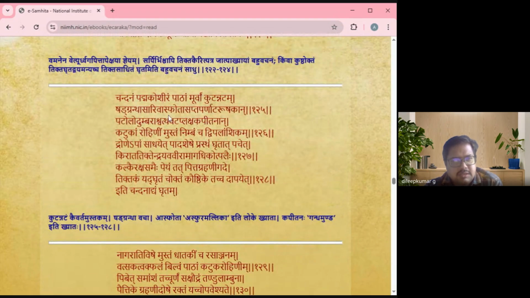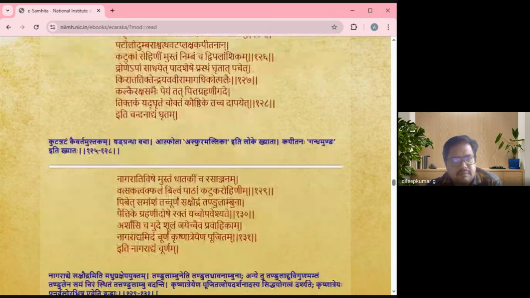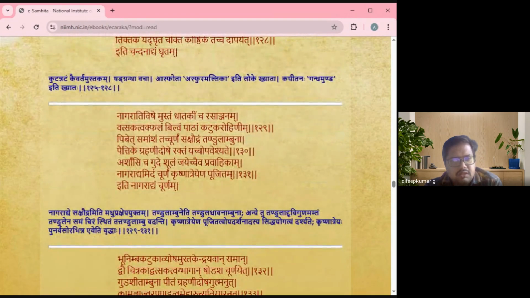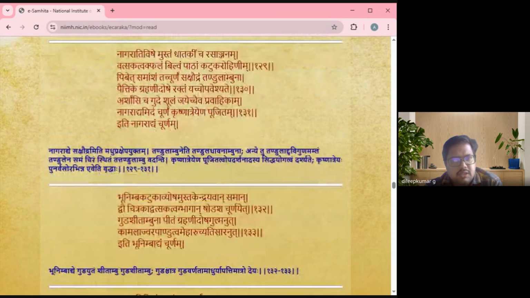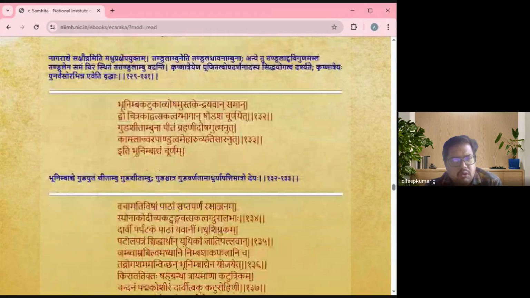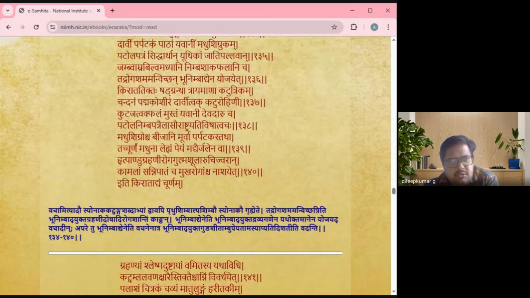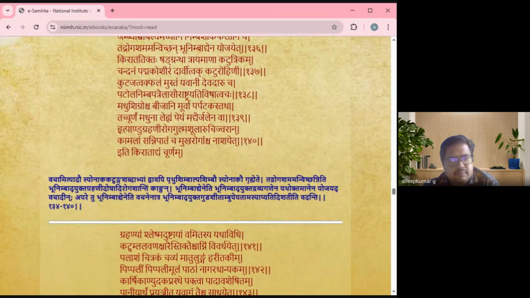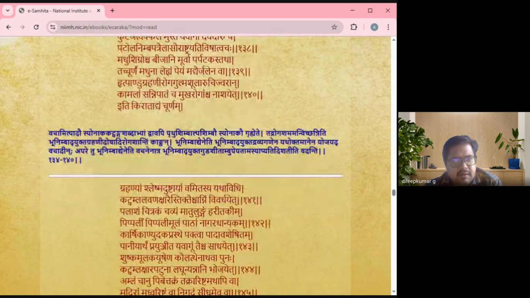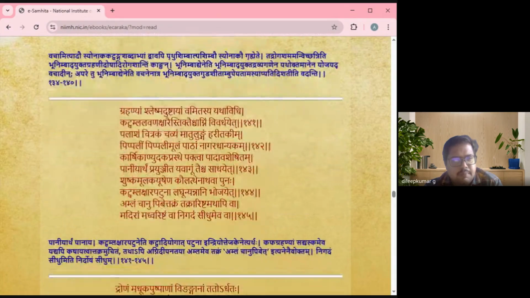Chandanadya Ghritam, this is especially for Pittaja Grahani. Nagaradya Churnam, this is also for Pittaja Grahani. Bhunimbadya Churnam, Kiratadya Churnam. Bhunimbadya Churnam and Kiratadya Churnam are usually now also utilized for viral fevers, hepatic infection, hepatitis, etc.